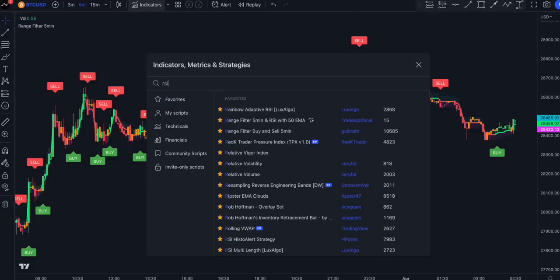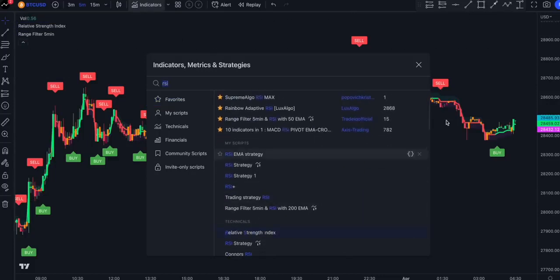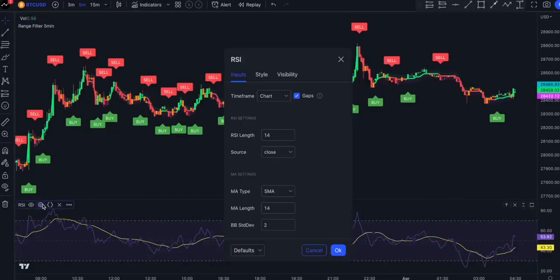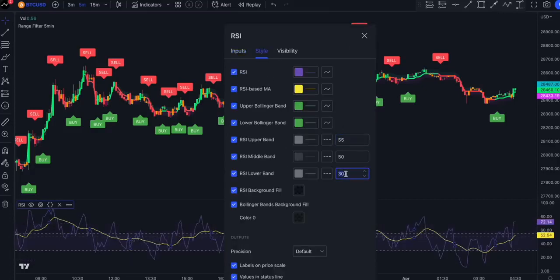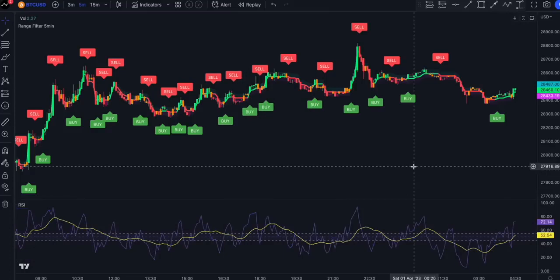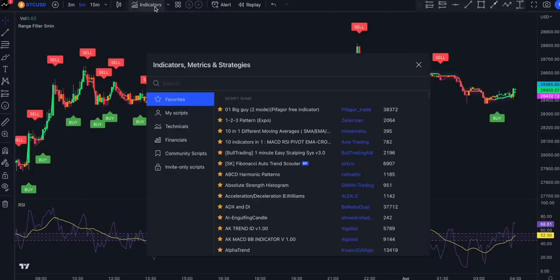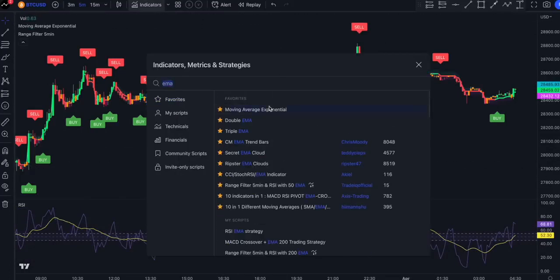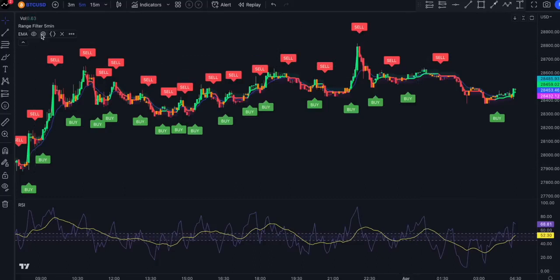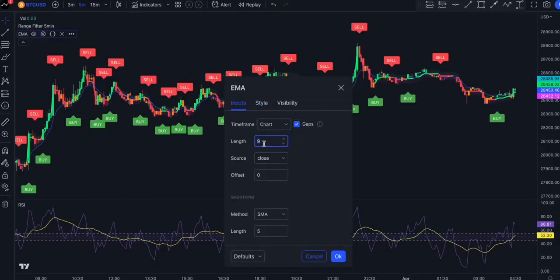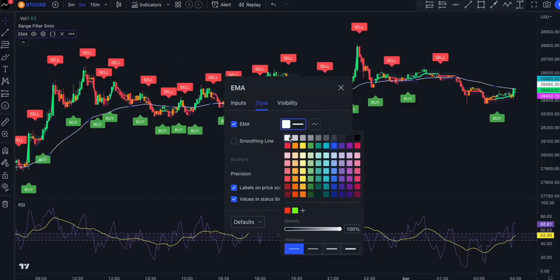For the second indicator, I used the relative strength index. I set the RSI length to 5 and the upper and lower bands to 55 and 45. This way, the indicator reacts way quicker to price changes. For the third tool, I applied the exponential moving average with the length set to 50. This is a simple yet very effective trend filter that can eliminate many potential losing trades.